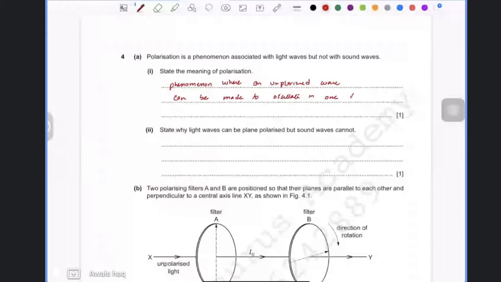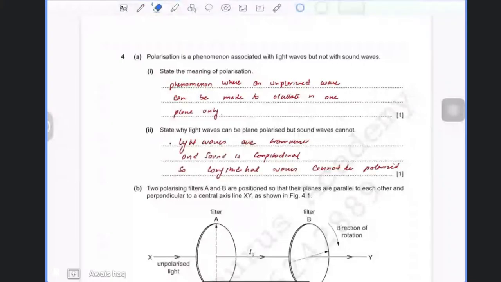State why light waves can be plane polarized but sound waves cannot. Because light waves are transverse and sound is longitudinal. Okay. Hence, longitudinal waves cannot be polarized. Is that clear, everyone? Only transverse waves can be polarized, so you should remember that. Do you understand this? Are you with me? Okay, write this down please, and then we're going to go forward.